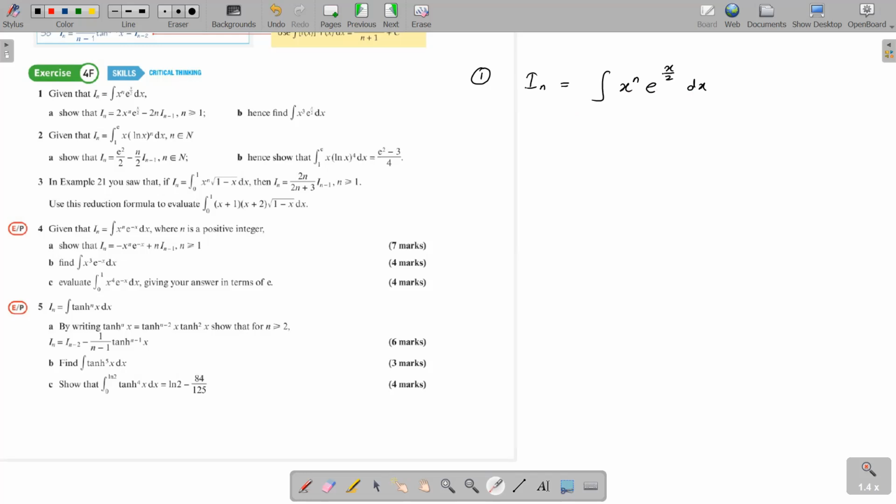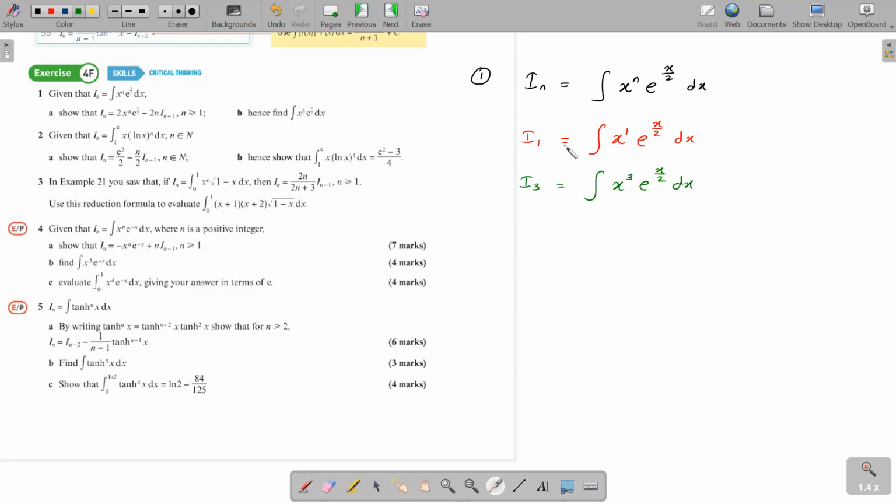Before I go to the integration part, let's discuss a few basic things. If I ask you to define I1, what is I1? It is the integration of x to the power 1 e to the power x over 2 with respect to x. So I1 means the integral. If I say I3, what do I mean by I3? The integral of x cubed times e to the power x over 2 dx.